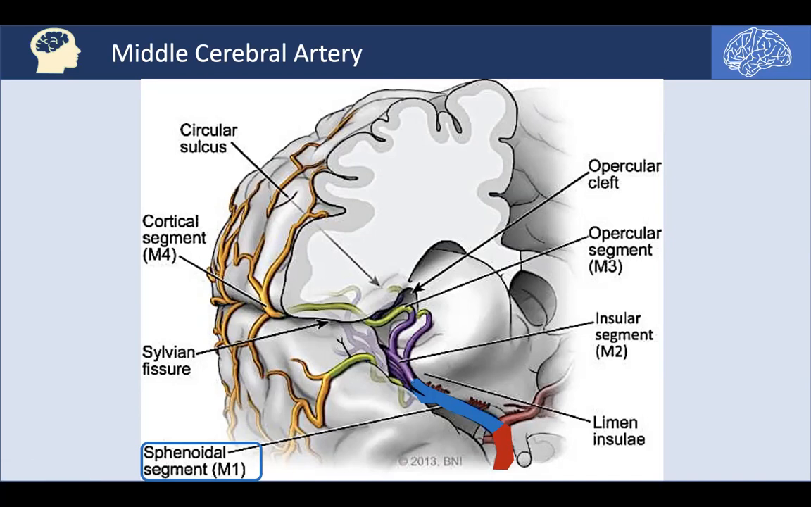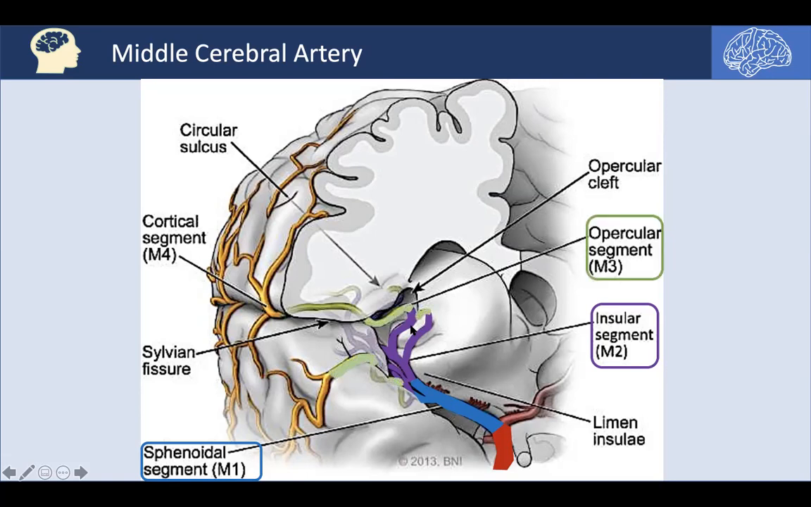Now the second segment of the MCA comes, which is termed the insular segment or the M2 segment, as it passes on the surface of the insula. Here we have the frontoparietal lobe, the temporal lobe, and the sylvian fissure between them, so this should be the insula, the fifth lobe of the brain. For orientation in this figure, we are viewing the M2 segment passing on the surface of the insula.